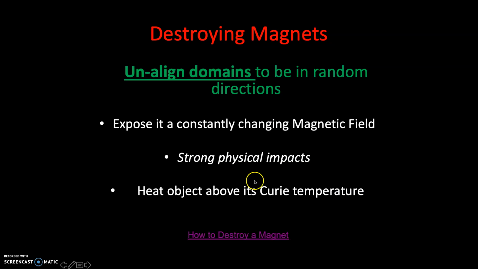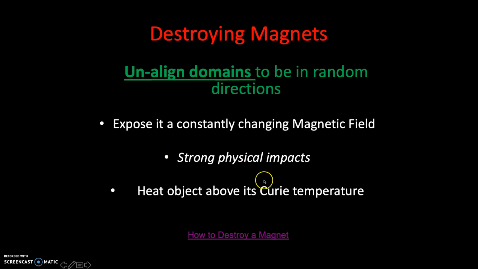Well, how do we destroy magnets? You can unalign domains to be in random directions if you expose it to a constantly changing, stronger magnetic field. So you keep flipping a magnetic field, keep changing its direction, and you can scramble up the domains of another magnet.